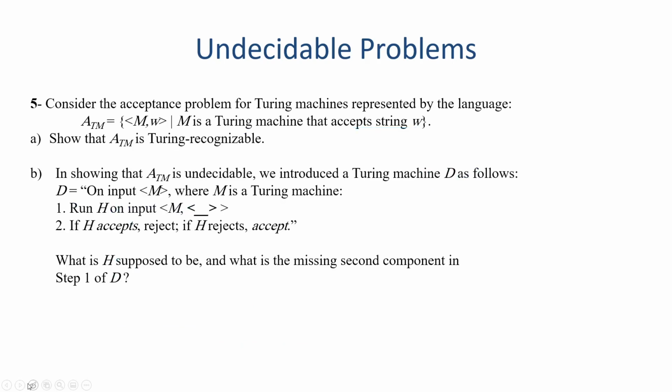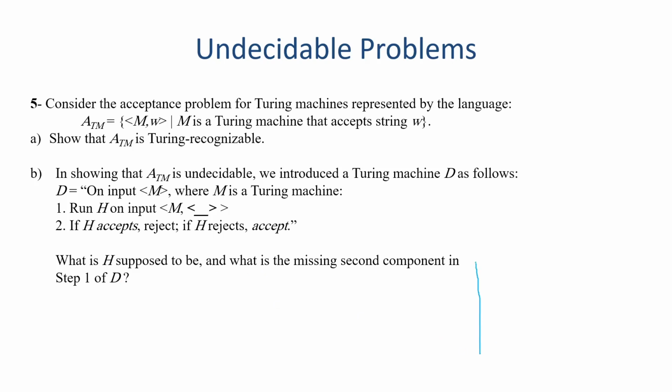The next part. In showing that ATM is undecidable, we introduced a Turing machine D as follows. Run H, or D, on input M, where M is a Turing machine. Run H on input M with something. If H accepts, reject. If H rejects, accept. So the wiring is opposite. The question is, what is H supposed to be, and what is the missing second component of step 1?